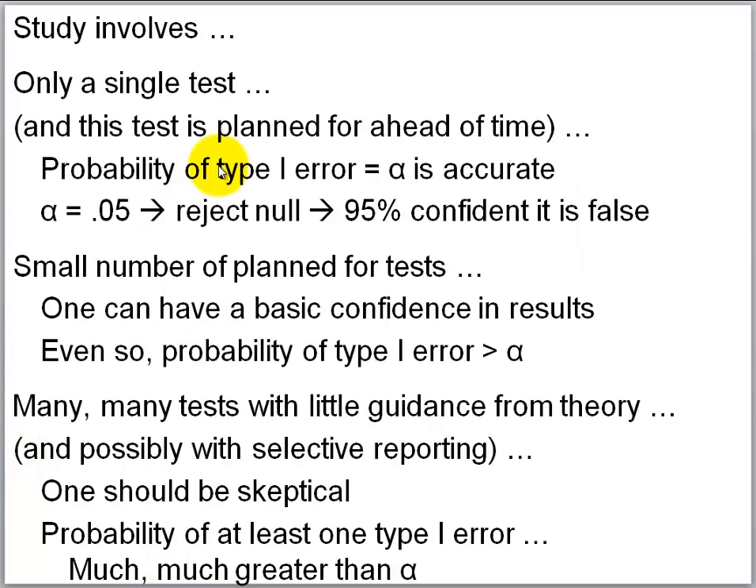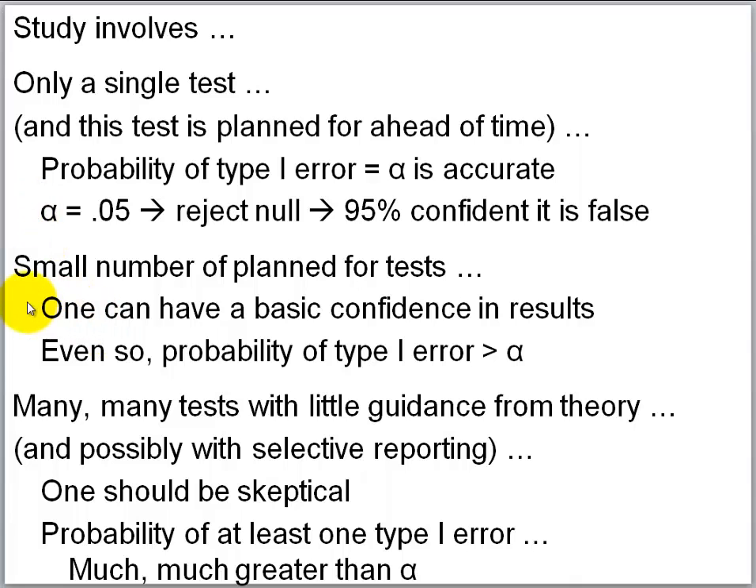Now, if a particular study involves only a single test, and further, if this test is planned ahead of time, then the probability of type 1 error, rejecting a true null, is indeed equal to alpha. The alpha level is accurate. In this situation, if you carry out that single statistical significance test and you reject the null, you can indeed be 95% confident that the null is false if alpha is 0.05.